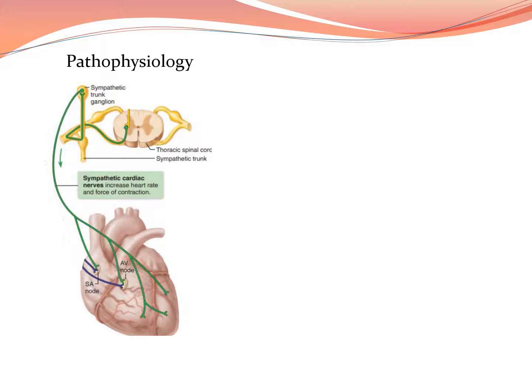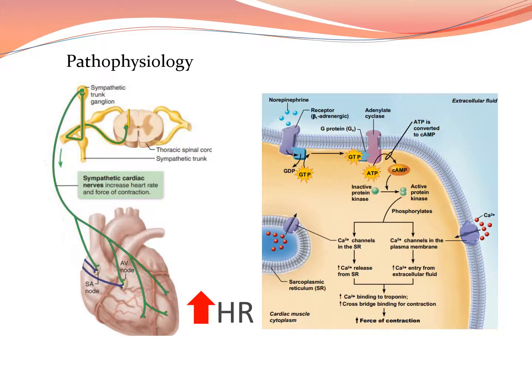Hypertension is highly associated with sympathetic stimulation. When the sympathetic nervous system is activated, norepinephrine is released to bind to the beta-1 adrenergic receptors in the heart, causing the pacemaker to fire more rapidly, causing an increase in heart rate. Increase in sympathetic stimulation increases contractility.